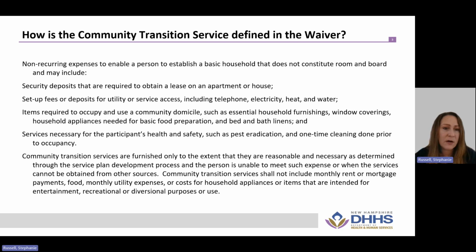Some of the expenses that are covered under the Community Transition Service would be security deposits, setup fees or deposits for utility services, items required to occupy and use a community domicile, such as essential household furnishings, window coverings, household appliances that are needed for basic food preparation, and bed and bath linens. This could also include a one-time cleaning done prior to occupancy, such as pest eradication.